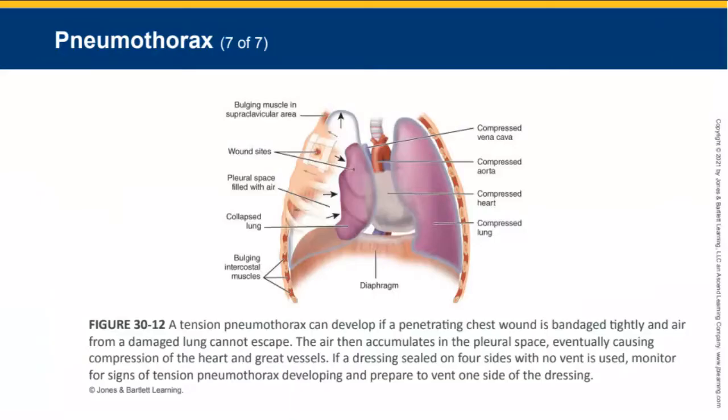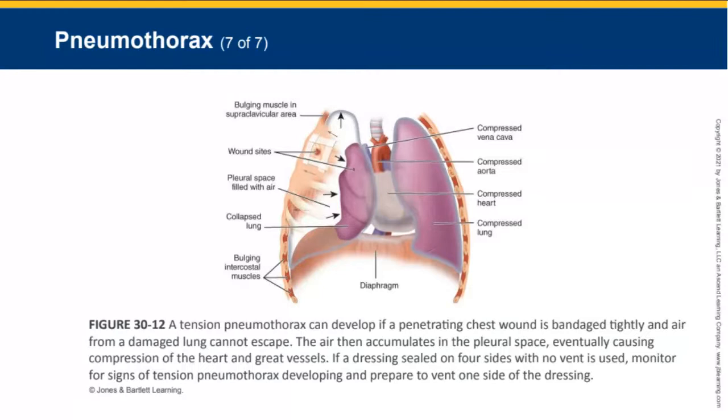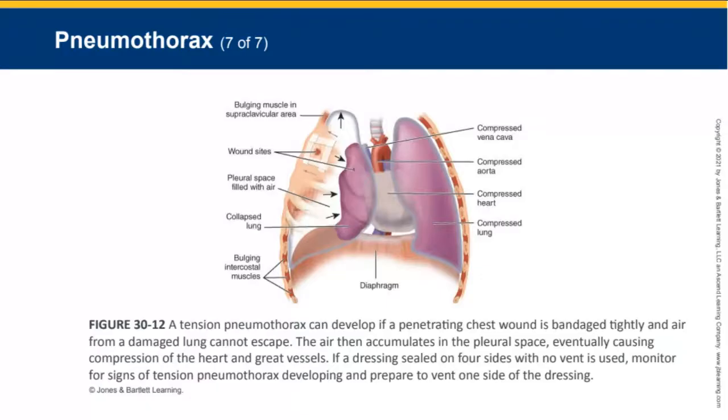Now, the tension can be so severe that it causes the trachea to shift. So the trachea is actually deviating to the uninjured side. If you see a deviated trachea, that is a late finding. That is a very late finding. Your patient may have less than 10 minutes before they go into cardiac arrest at this point. So a deviated trachea is a late finding. Listen to the patient's lungs early.